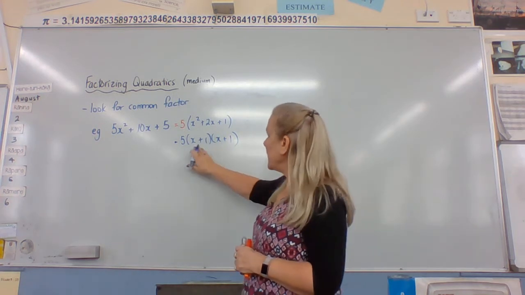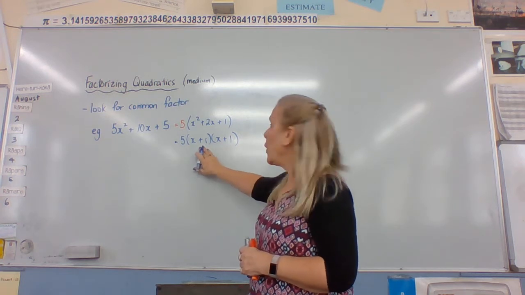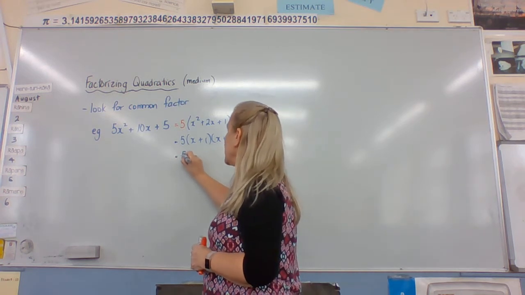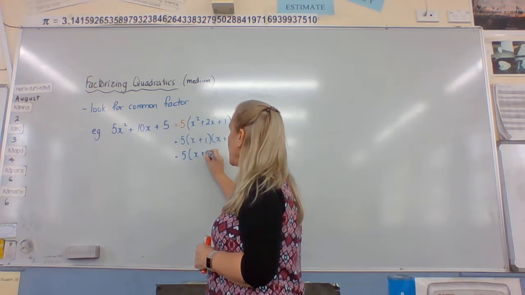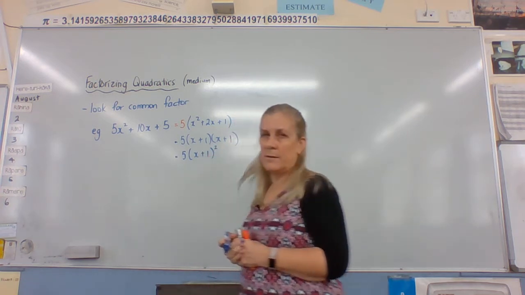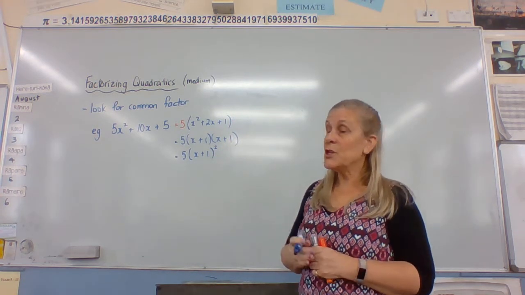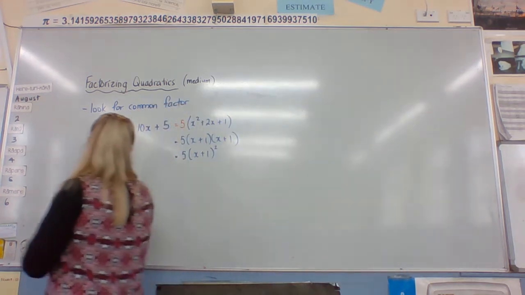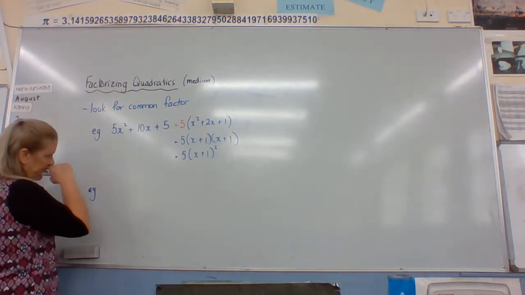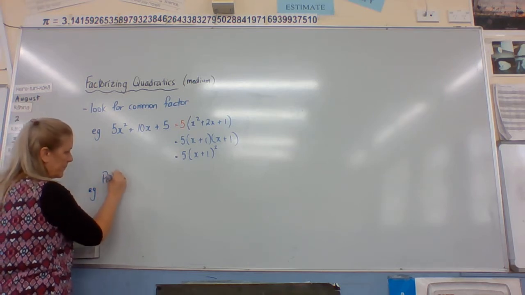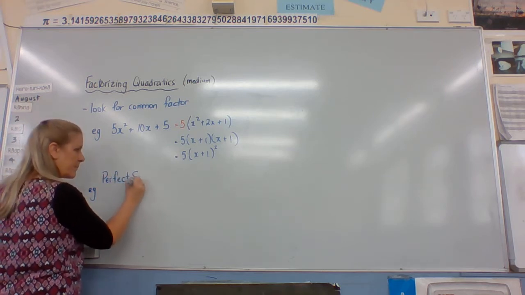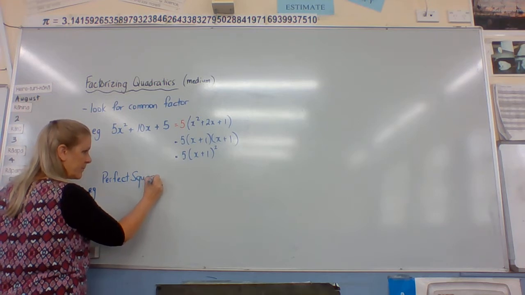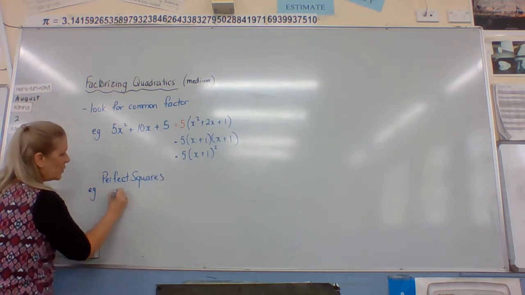Sometimes when we have a repeating number like this, we can write it as x plus 1 squared. All right, so we introduced perfect squares. So what do they look like when we're factorising? We probably need to look for them.